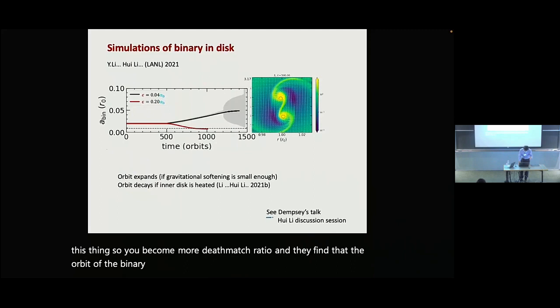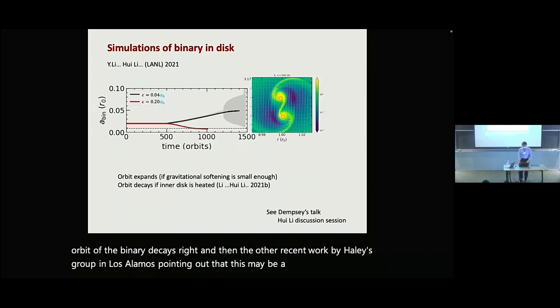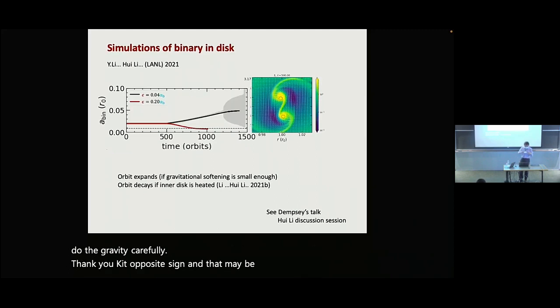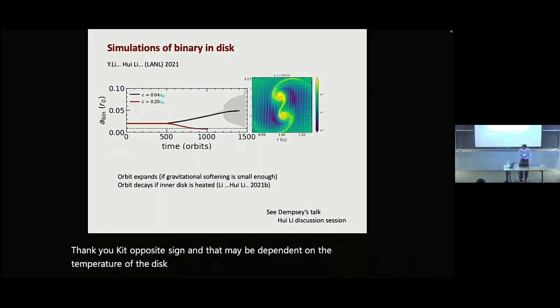And then there's the recent work by Hui Li's group in Los Alamos pointing out that this may be a numerical artifact. If you try to do the gravity carefully, you get the opposite sign, and that may depend on the temperature of the disk, right? And I think we're going to hear, I hope we're going to hear about this later today.